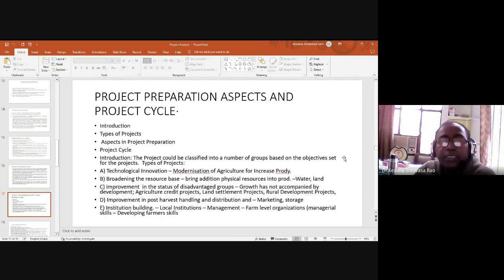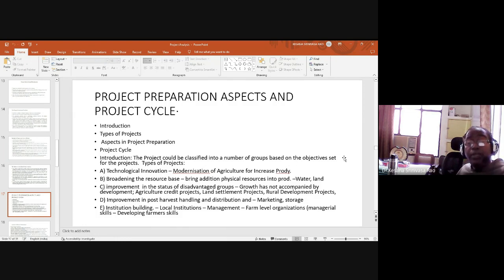Then project preparation aspects and the project cycle. The project cycle, which we have discussed earlier, the types of projects, and the aspects in project preparation, those two are very, very important. Then the project cycle is also one of the most important components of it.